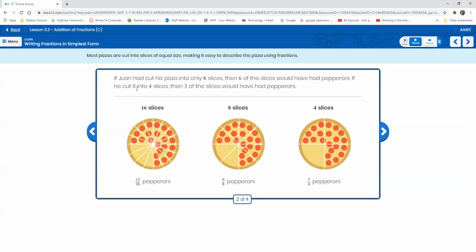If he cut his pizza into only 4 slices, then 3 of the slices would have had pepperoni. The same amount of pepperoni is on these pizzas. The difference is we cut them into a different number of slices. And so 12/16, 6/8, and 3/4 are the same amount of pizza.